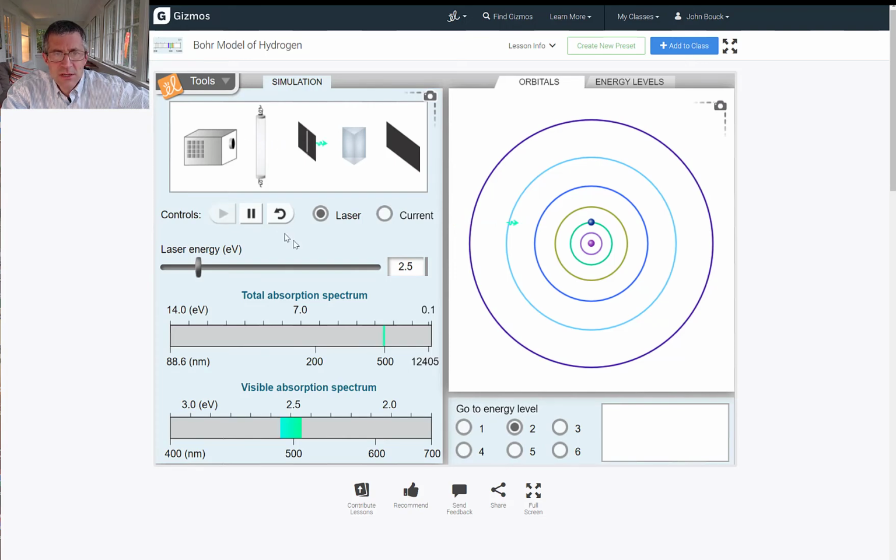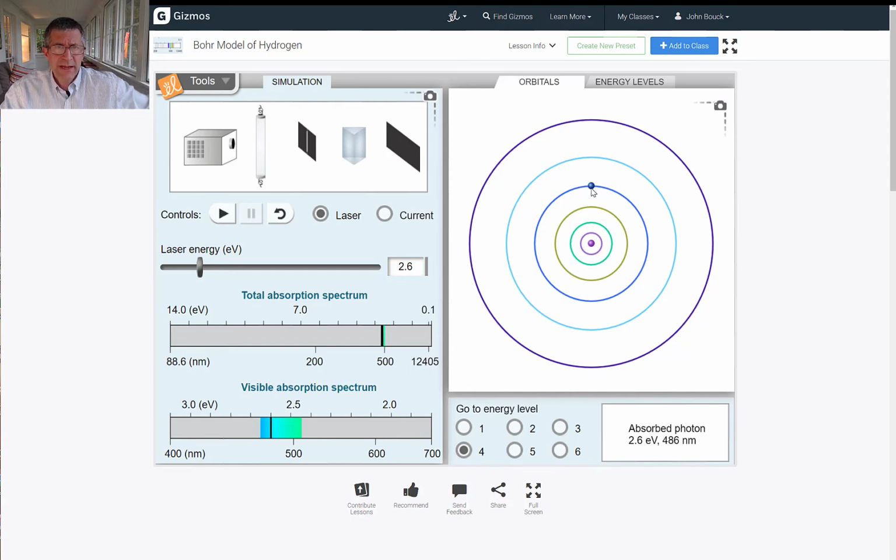So I'm going to shoot some light into it. It's going to hit my electron. No, it misses my electron. Let's try a little bit higher energy light. So now it has enough energy. What happened, you saw that, it vibrates and gained the energy, and the way it gains energy is by moving further away from the positive charge.